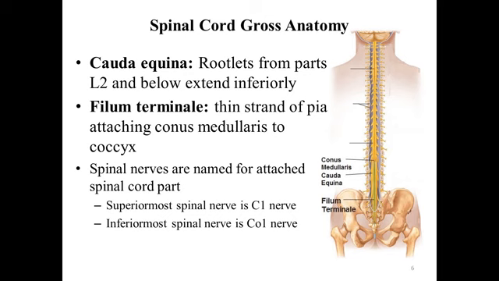Because the spinal cord ends at L1, the spinal nerves lumbar 2 through lumbar 5, sacral 1 through sacral 5, and coccygeal 1 extend inferiorly from the conus medullaris, forming the cauda equina. Because the appearance of these nerves resembles a horse's tail, they were named the cauda equina of the spinal cord. Cauda means tail, and equina means horse.